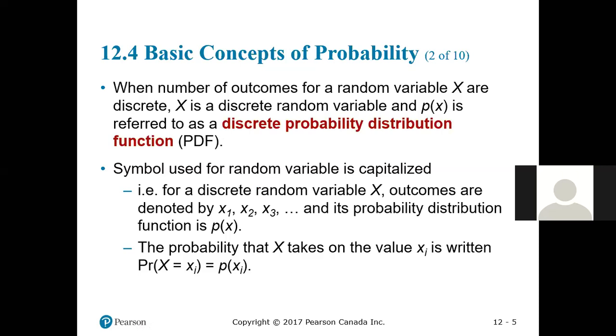The symbol used for a random variable is usually capitalized. That is, for a discrete random variable, the capital X outcomes are denoted by small x: x1, x2, x3. And its probability distribution function is P of X. So we could write the probability that X takes on value xi as P of X equal to small x, which is the probability of each outcome.